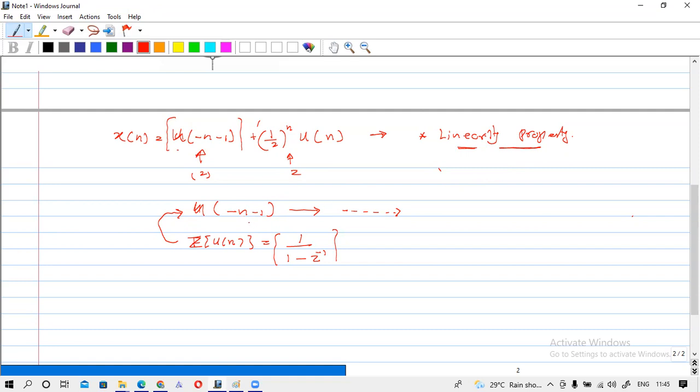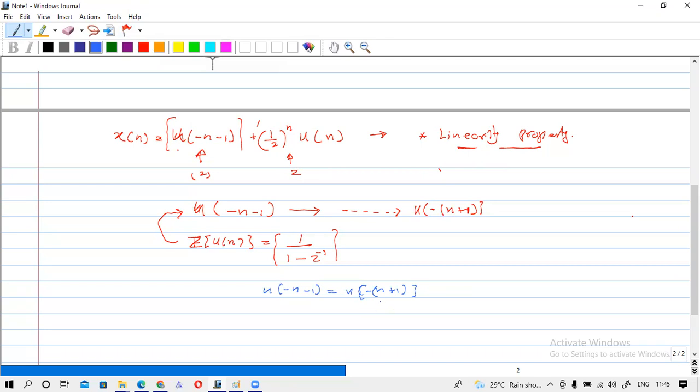Sometimes it will confuse us, so I will use first time shifting and then time reversal. Simply I can write u minus n minus 1 like this: u of minus n plus 1. Am I right? Yes, if you multiply this minus, you will get minus 1 minus n. So this is okay.